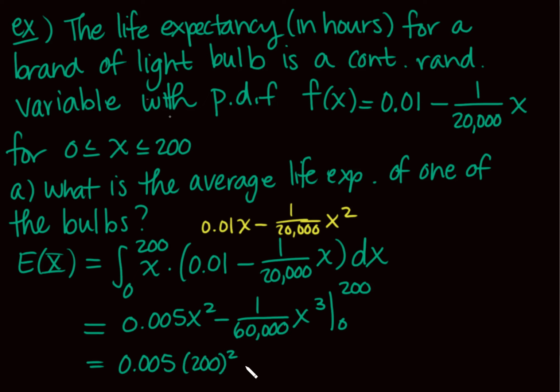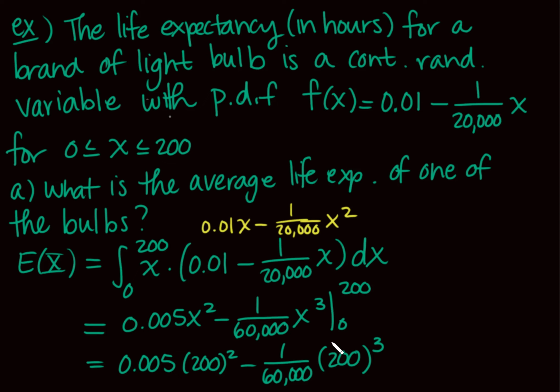I'm going to make sure when I plug in the 0, it really does go to 0. I've got to be a little bit careful about that, especially if e is involved. I've seen a couple of you make this easy mistake, just not even worrying about the 0. Sometimes it matters. And then we'll just plug this in. So 0.005 times 200 squared minus 200 cubed. And I'm going to put in some parentheses. I don't really need them, but just in case, divided by 60,000.